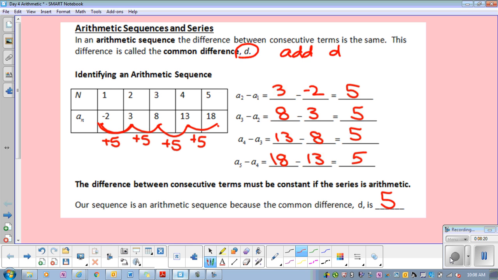Okay? So you see how there's an N here right above those numbers, and then there's an A sub N, right? So this is what that means.